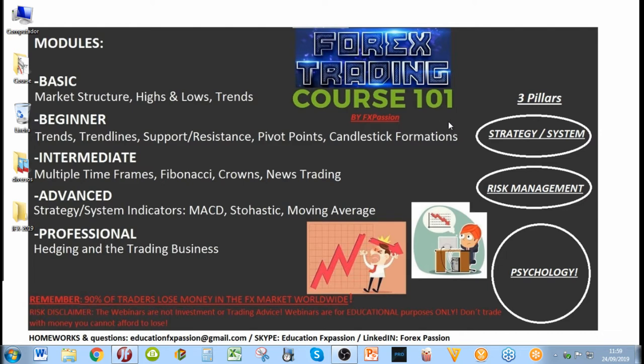And remember the three pillars: pillar number one, the strategy and/or the system. We are trying to build that. Pillar number two, risk management. And pillar number three, the psychology part. If this is your first time, we are in the beginner module. We are talking about trend lines, support, resistance, pivot points, candlestick formations. We are not in the basic module anymore.